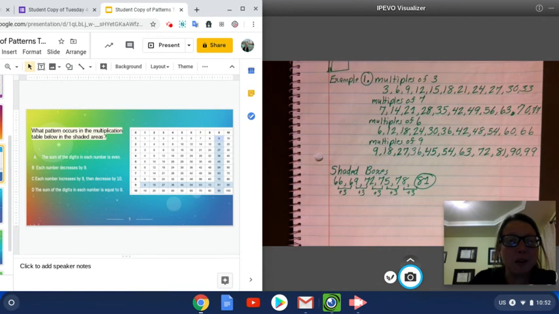What patterns occur in the multiplication table below in the shaded areas? Now, I want you to take a minute. I want you to pause the video, take a minute to figure this out so that then we can go and check it together.